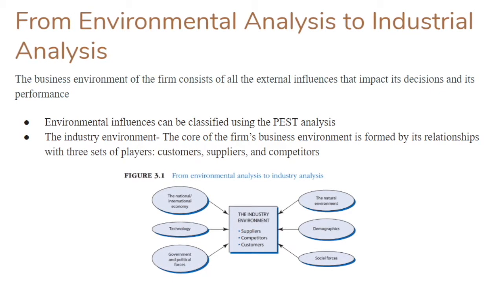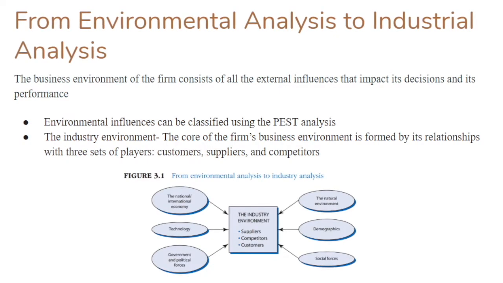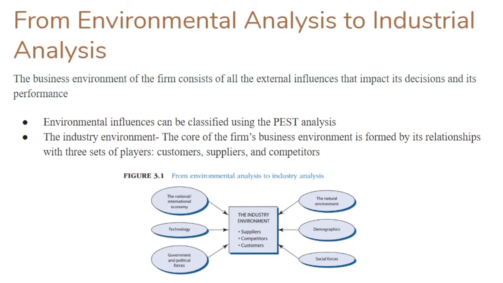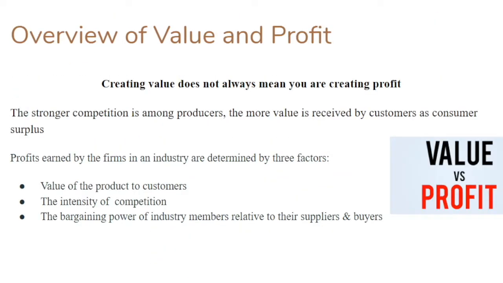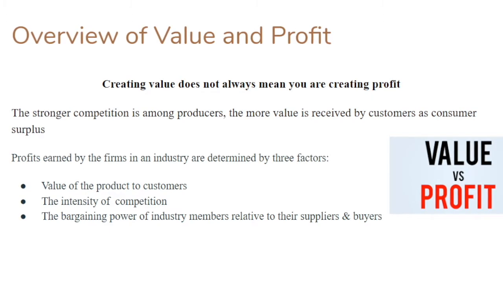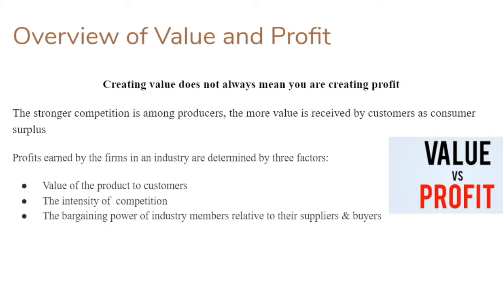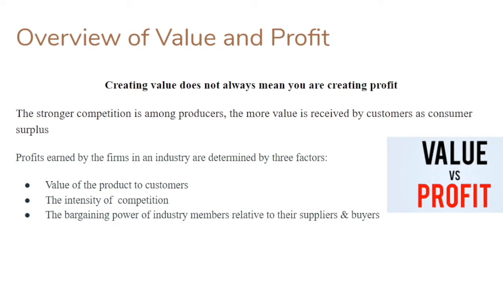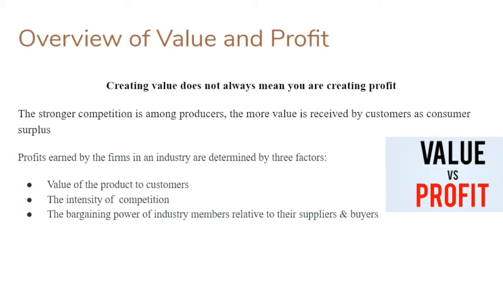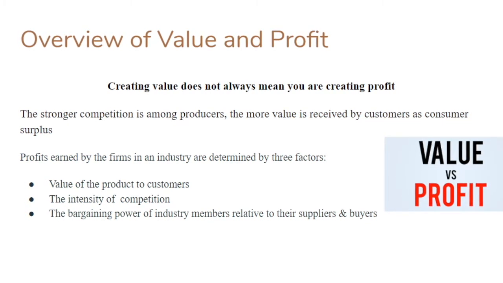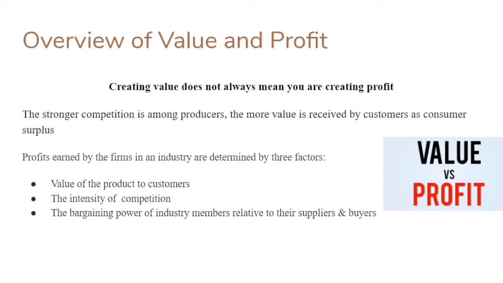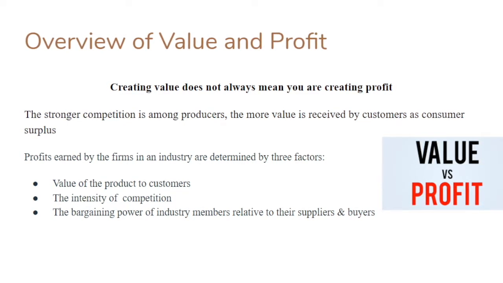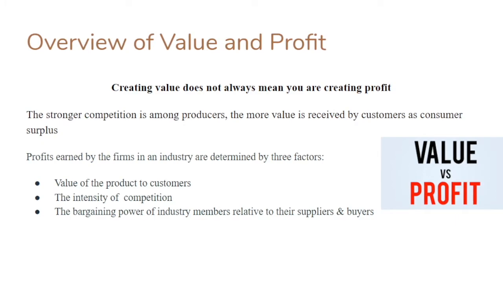The industry environment is formed by its relationships with three key sets of players, which are known as the customers, suppliers, and competitors within the industry. As discussed in the last chapter, we learned that for a firm to make profit, it must create value for its customers. However, creating value does not necessarily always yield profit for the company. The value that is created is distributed between customers and producers by the forces of competition. In the chapter, it was discussed that the stronger the competition is among producers, the more value is received by the customers, which is known as consumer surplus.